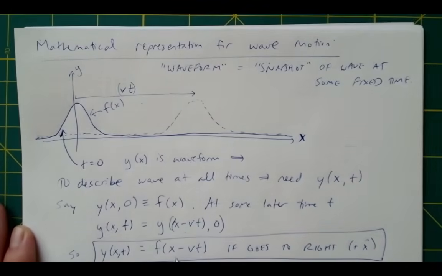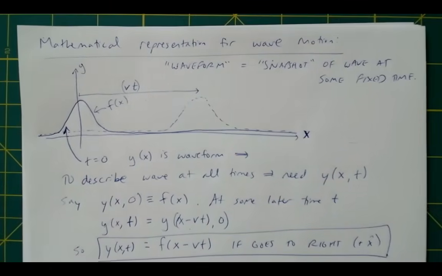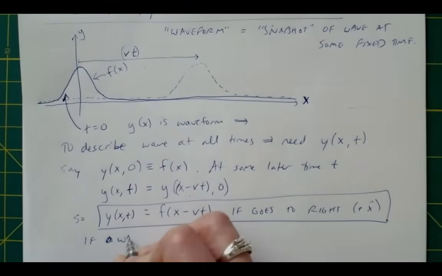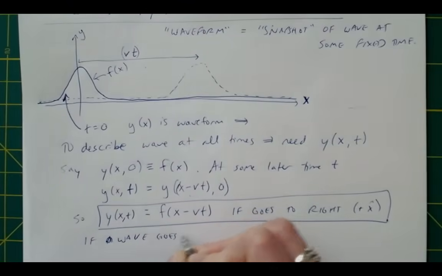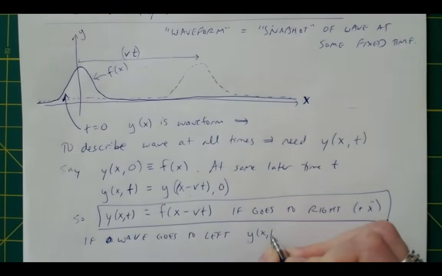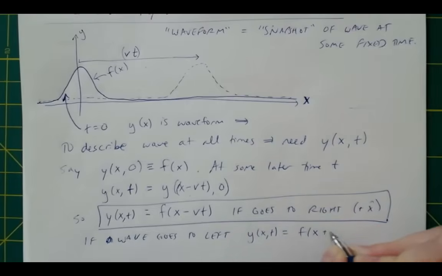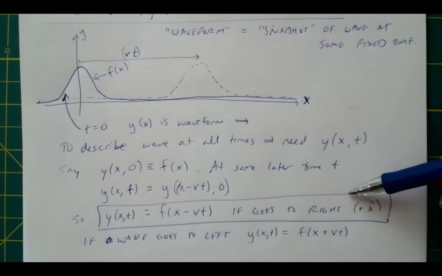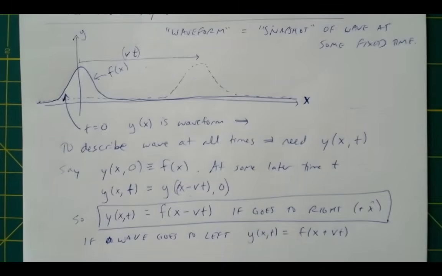So we can take any function of our initial waveform, and then we can see what it is as a function of time if we know the wave speed. Now, as you might guess, if the wave goes to the left, then you would have y as a function of x and t equal to f of x plus vt. So whether this is a minus or a plus, when you start seeing these equations and become more comfortable with them, will tell you whether it moves to the right or to the left.